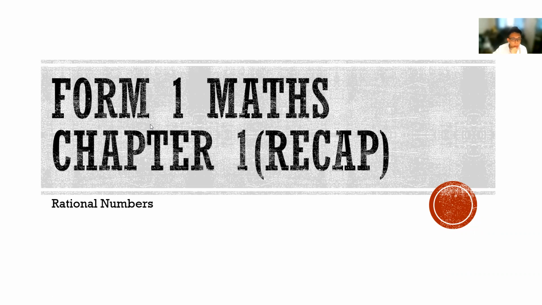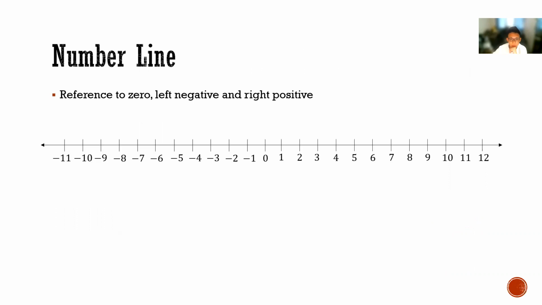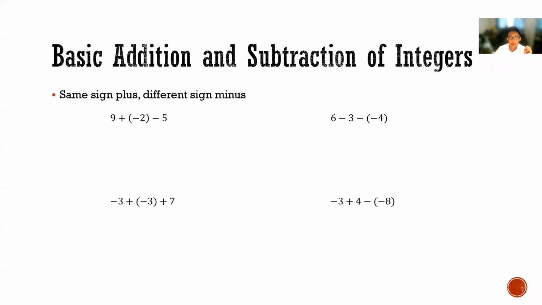The more important things about this chapter, okay, number line, I believe you should know how to draw your number line. When I have an arrow to the right, it means I'm going larger. To the left side is going smaller.